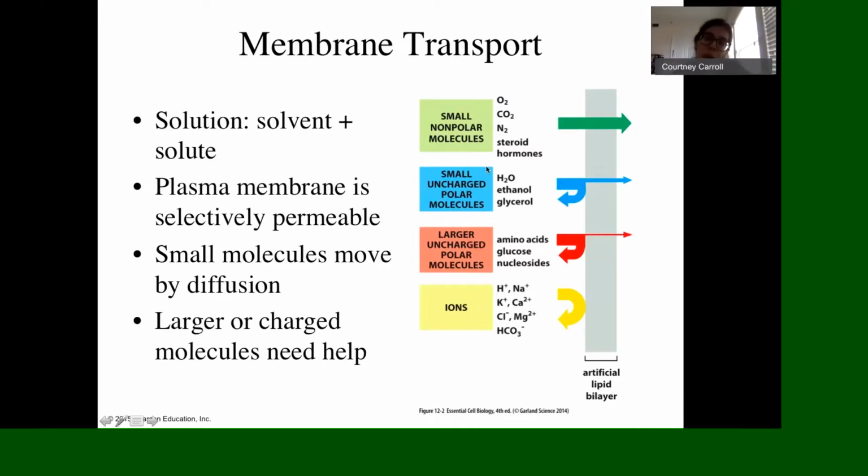Now, the issue becomes when we start to have things that are polar, so things like water, some water can move, but not all of it, or ethanol, right? Some of it can move, but not all of it. That's what these arrows are showing you. Larger or uncharged things, a really hard time for our large polar molecules, things like amino acids or glucose. And our ions are things that actually have a charge to them, impossible. So small nonpolar, good to go. If they're larger, they need help crossing the membrane, and that's where our proteins are going to come into play.